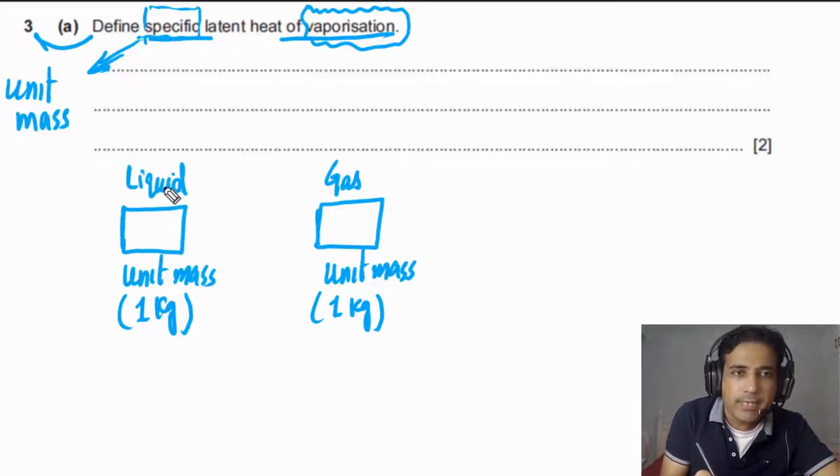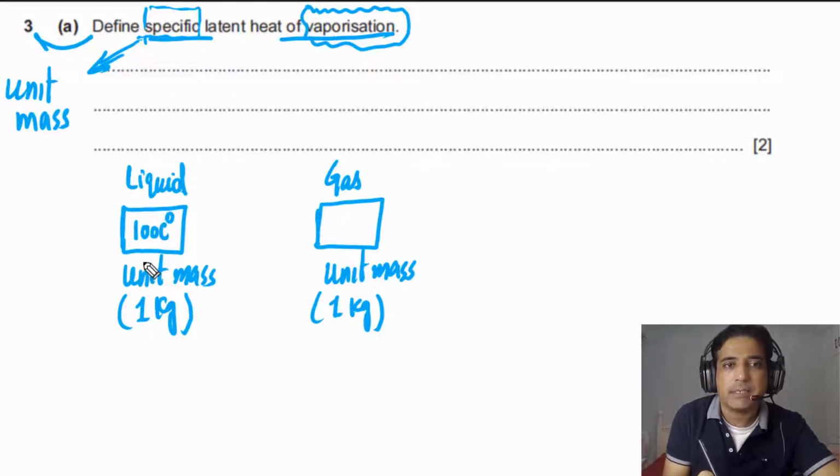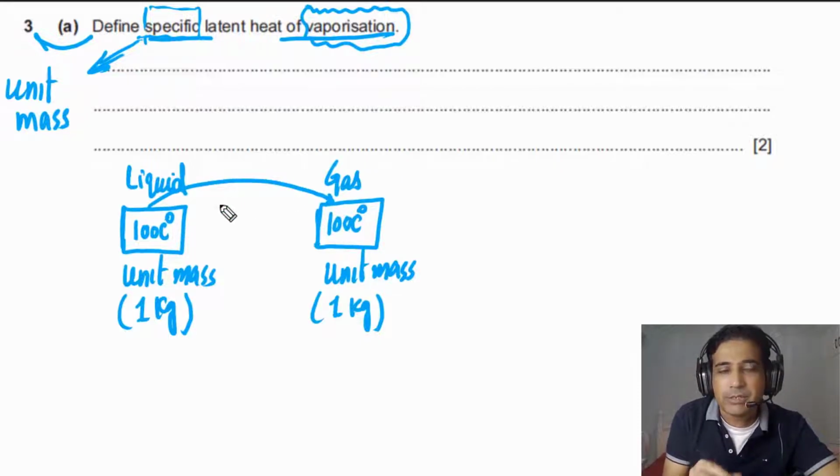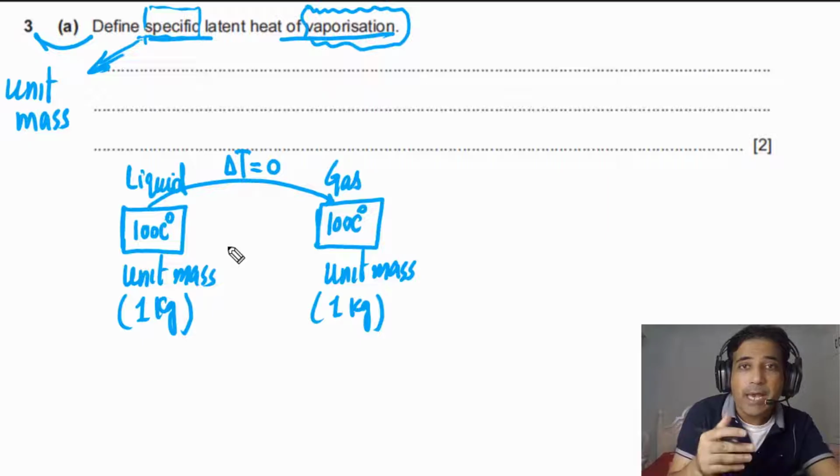Now imagine that this liquid has a boiling point. Its boiling point is 100 degrees Celsius. And we convert this one into gas, and gas is also at 100 degrees Celsius. So we convert this liquid into gas. In this case, temperature is not changing. So you can see delta T in this case is equal to 0. But we have to supply heat.